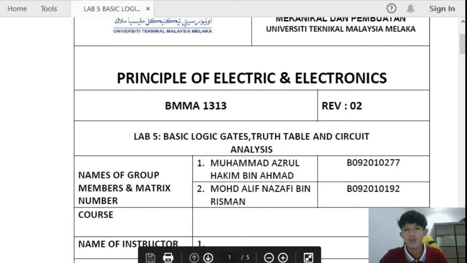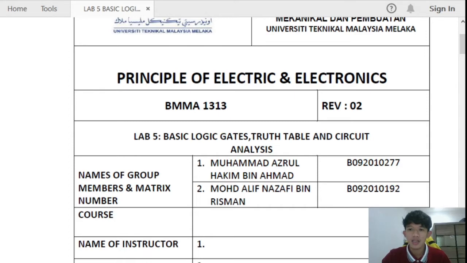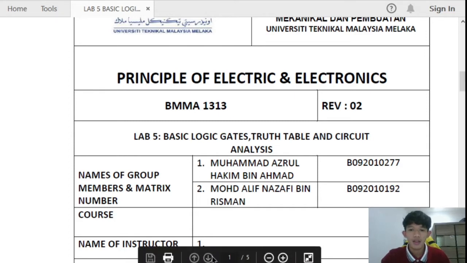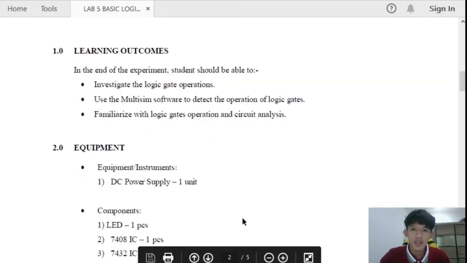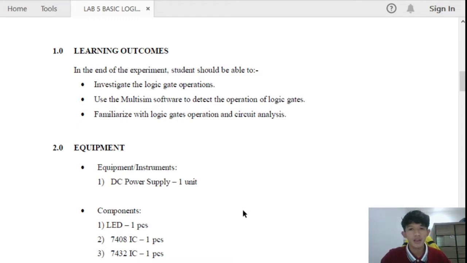We will present our lab 5, which is basic logic gates, truth table and circuit analysis. By the end of this experiment, we will be able to investigate the logic gate operation, use the Multisim software to detect the operation of logic gates, and familiarize ourselves with logic gate operation and circuit analysis.